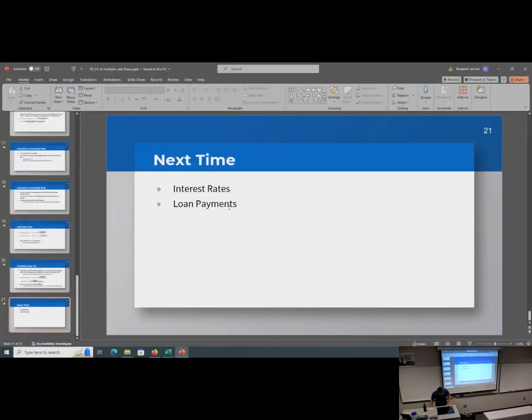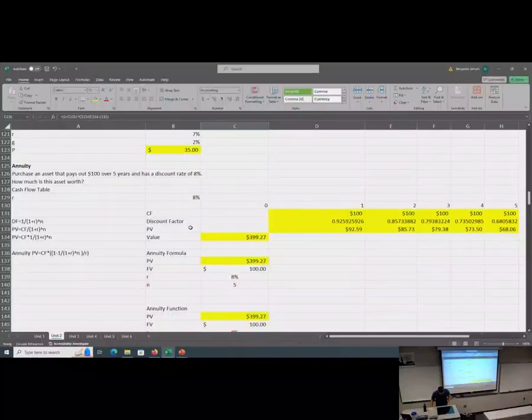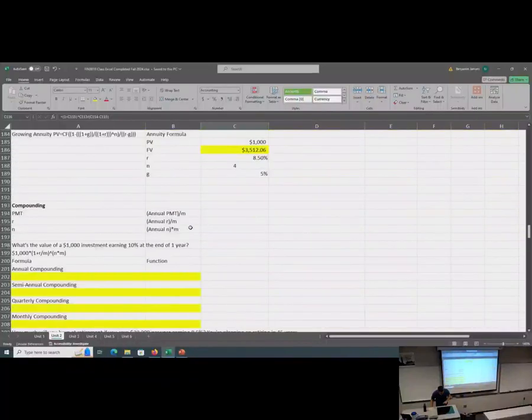So I think we can stop with our examples for today and pick up next time talking about compounding. Are there any questions before we get going?